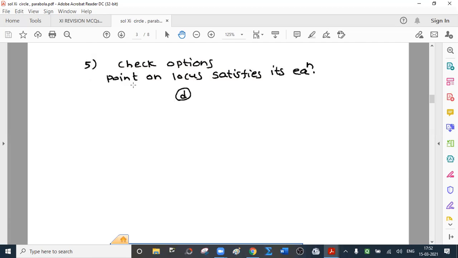Yes, you have to check options. Point on locus satisfies its equation. You will notice that point D is not satisfying equation of circle. So D is the correct option.